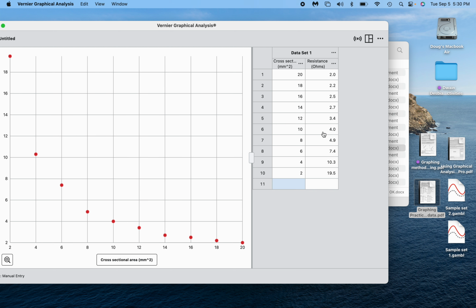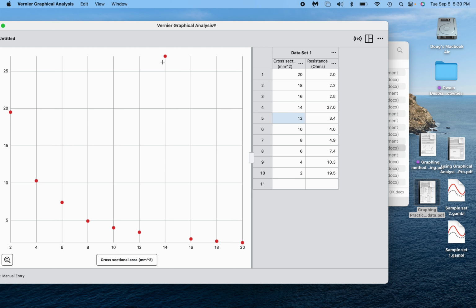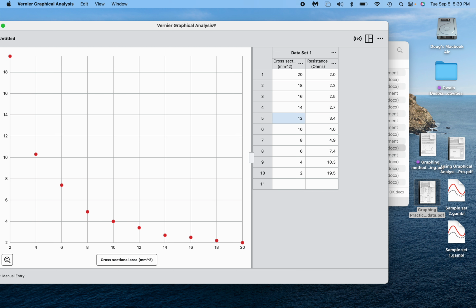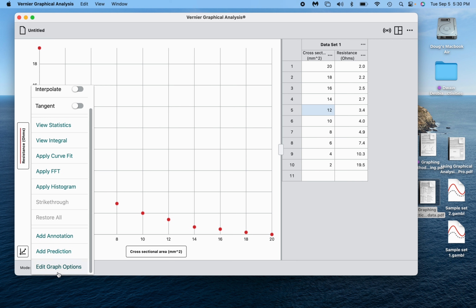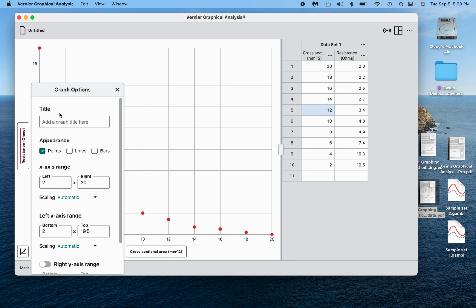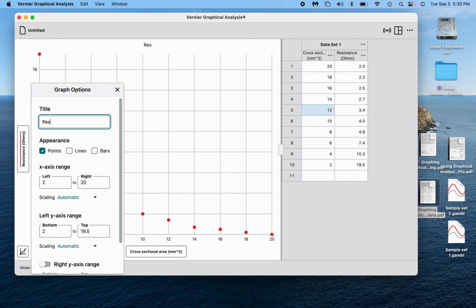Okay. And by the way, if you type something wrong, like say type this was 27, puts a data point up there, you can see it pretty quickly. So you can go back and retype that. So I'm going to go over here. I'm going to go to this dialog box, this graph options box, edit the graph options, title it resistance versus area.